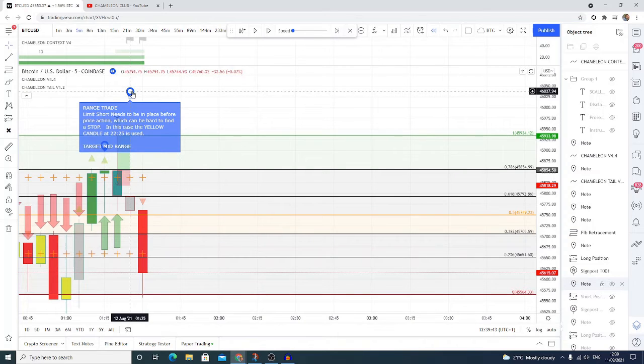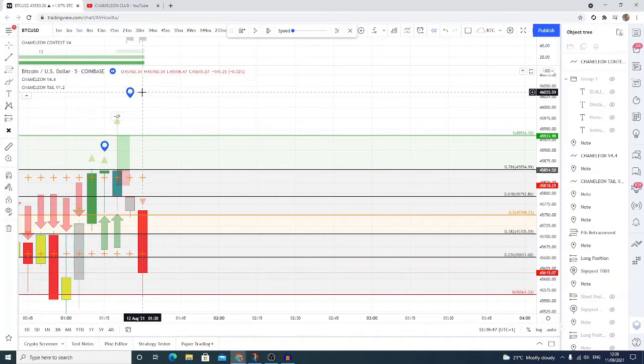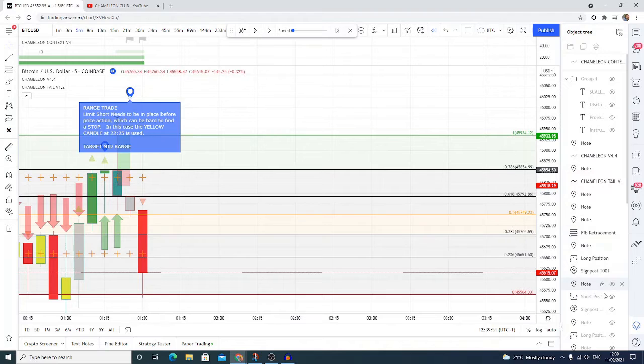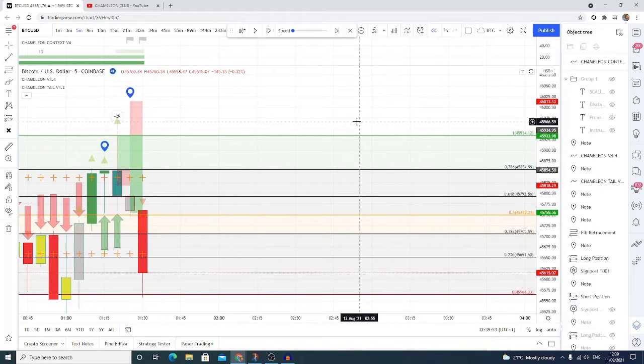This range trade is triggered by a limit short order. The stop is calculated using the yellow candle over 22.25. Target is the mid-range, plus 2.2R.